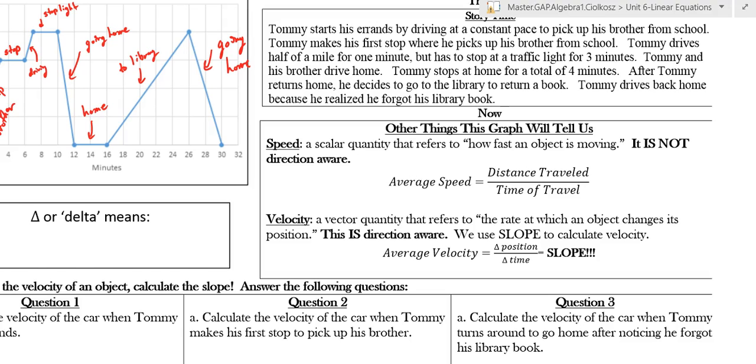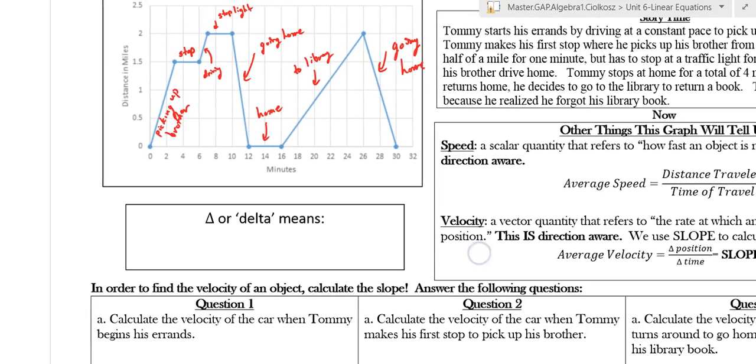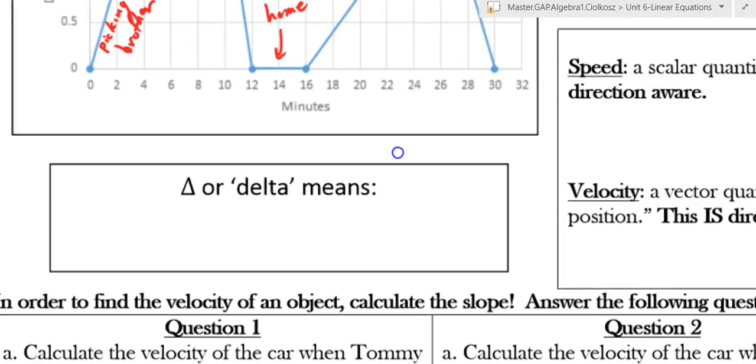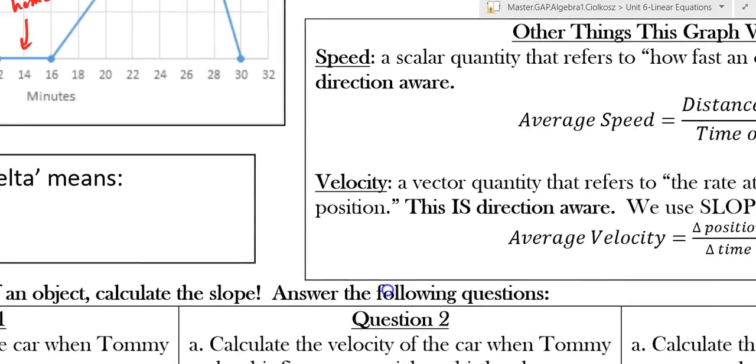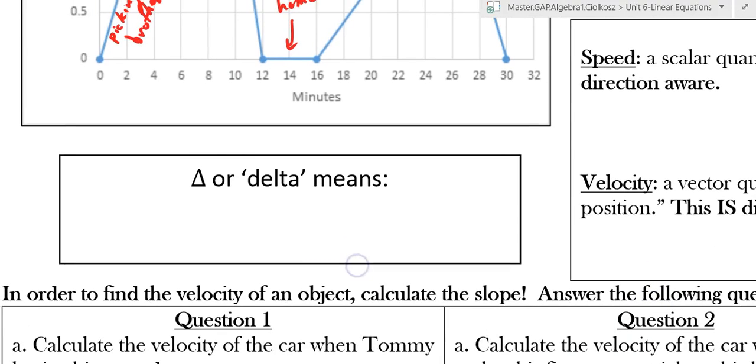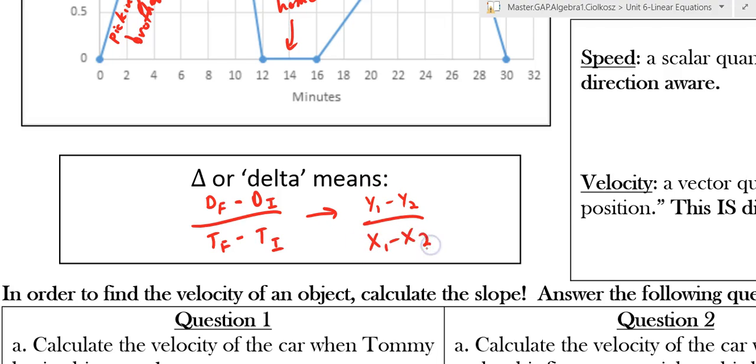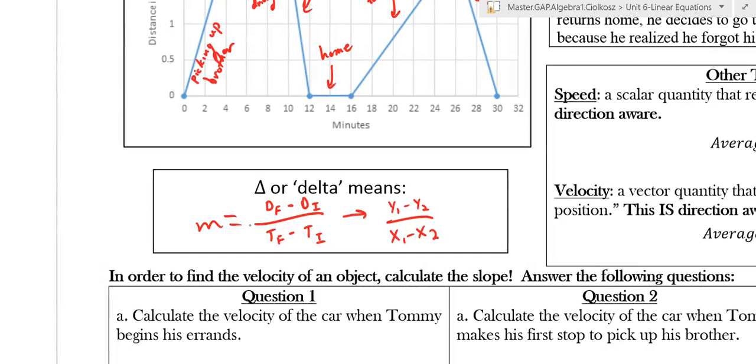Velocity is the rate at which an object changes its position. This is direction aware. So we're going to use slope to find velocity. So delta, this nifty little symbol in here. If we look here, we have delta position. That means our change in the distance. So we could think of distance final minus distance initial over time final minus time initial. This is the same equation as we've been using the whole time, just using some different letters. So we're still finding a variation of slope.